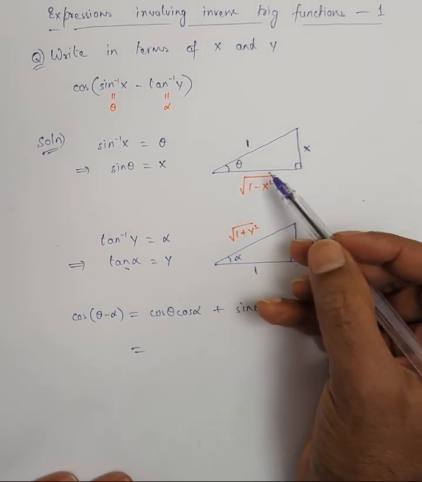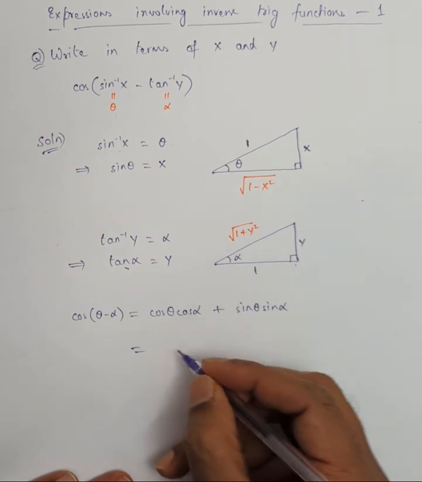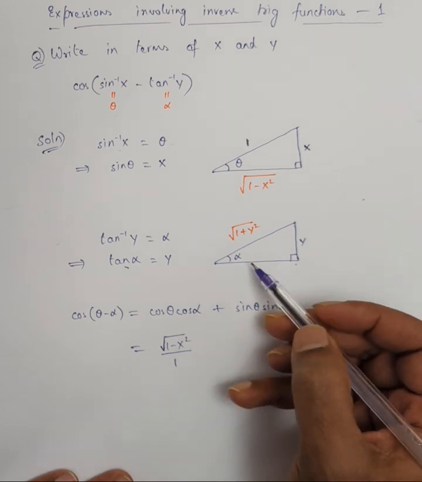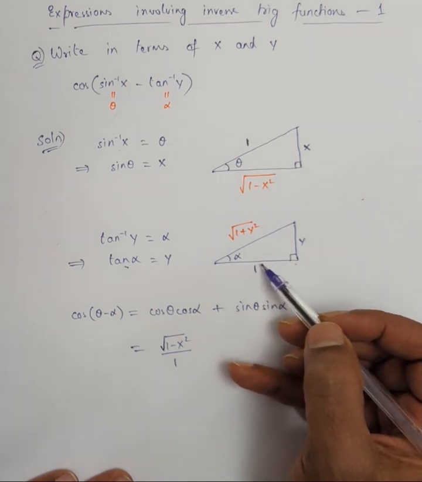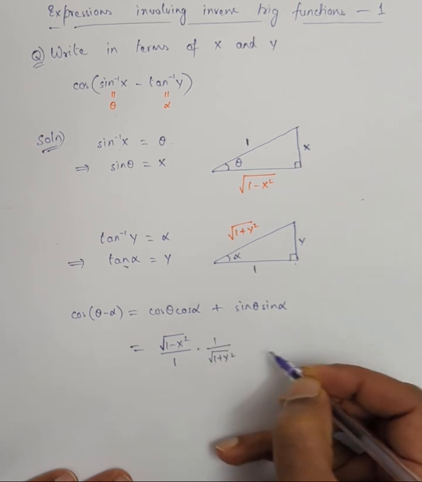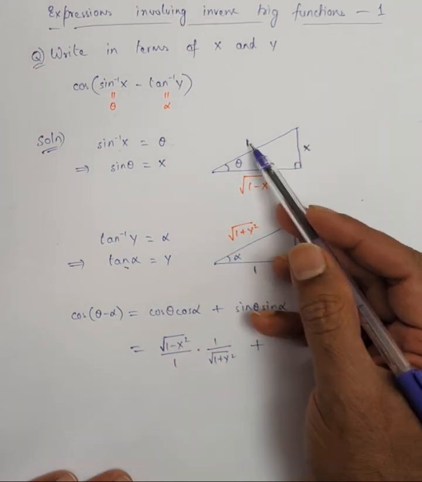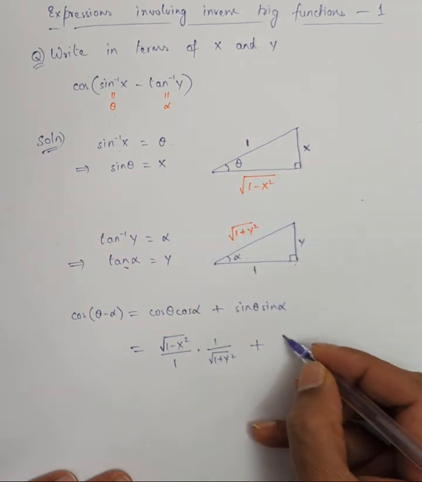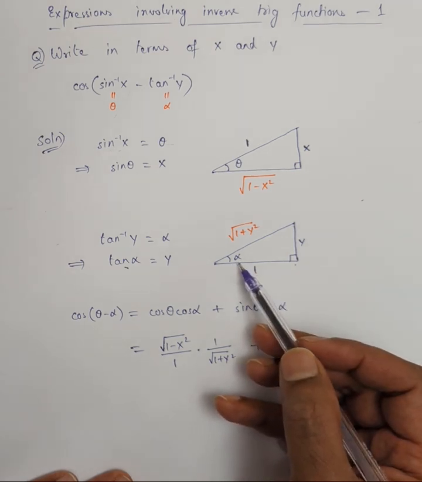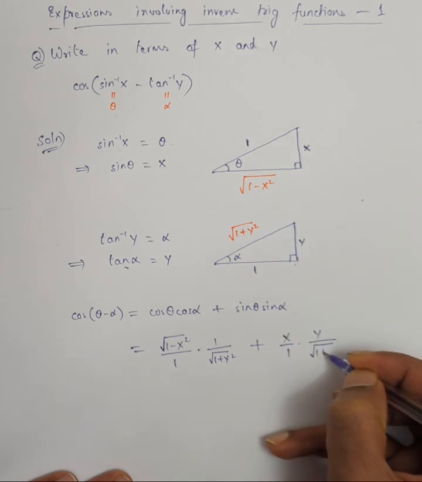And cos theta from this picture is adjacent over hypotenuse, which is square root of 1 minus x square divided by 1. And cos alpha, we got to look at this picture, 1 over, so times 1 over square root of 1 plus y square. And then plus sine theta. So sine theta is x over 1, which is x. But let's go ahead and write as x over 1 times sine alpha. We got to come to this picture. This is y over square root of 1 plus y square.